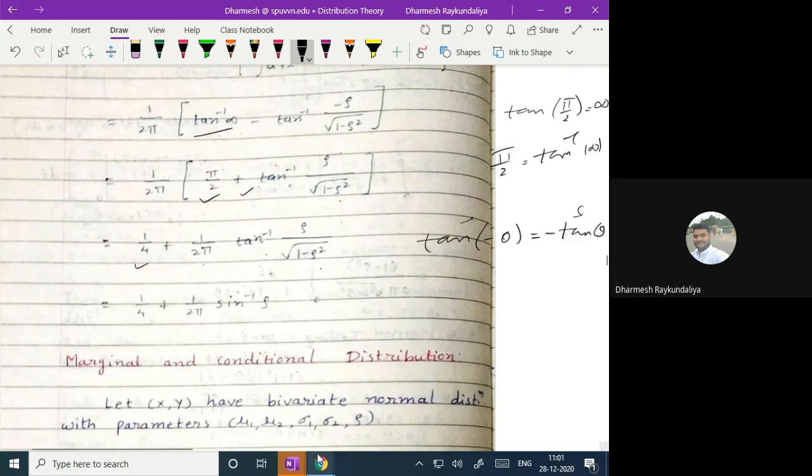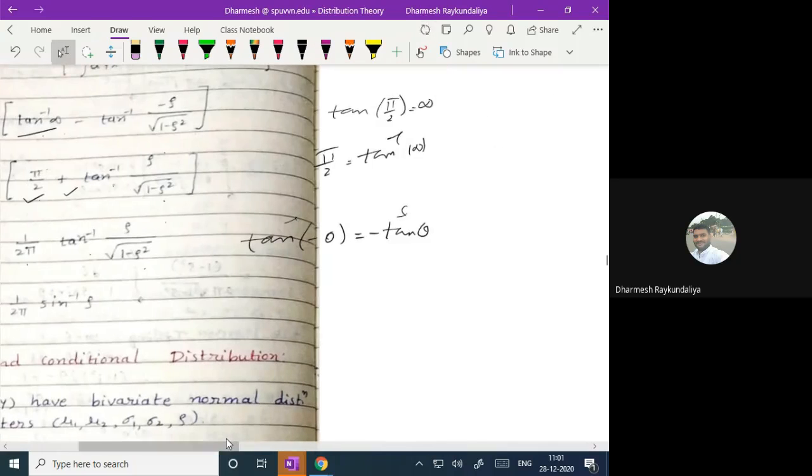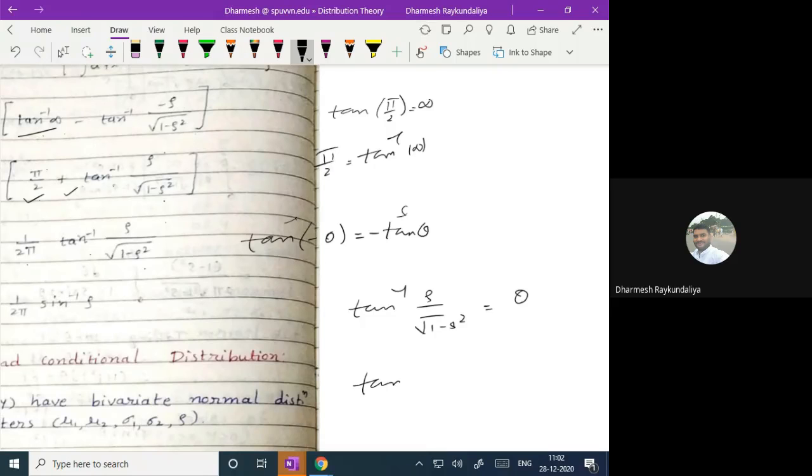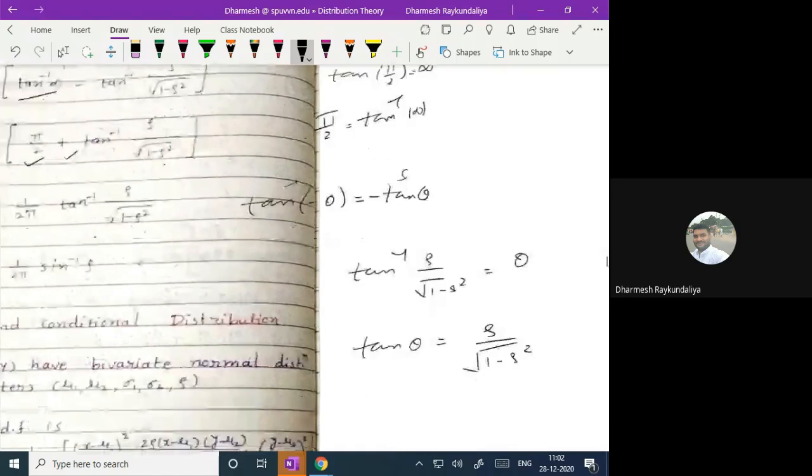Now tan inverse rho upon square root of 1 minus rho square. Suppose I say let it be theta. Then tan theta equals rho upon square root of 1 minus rho square.